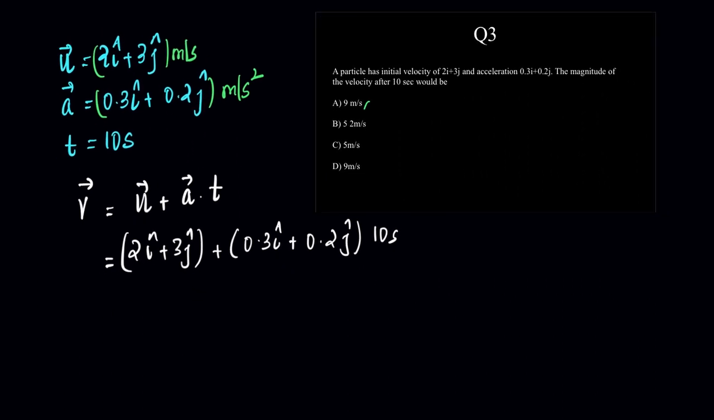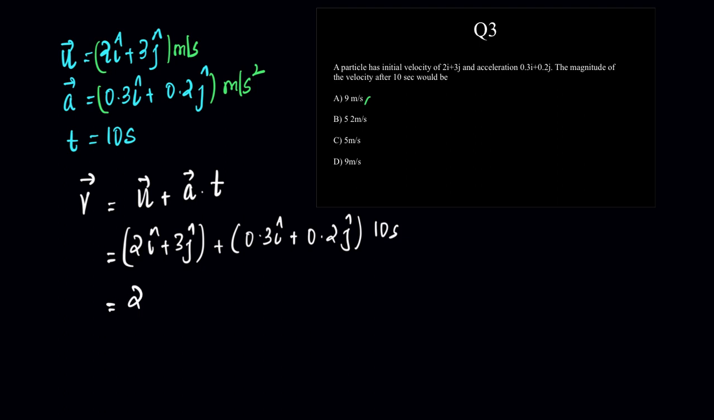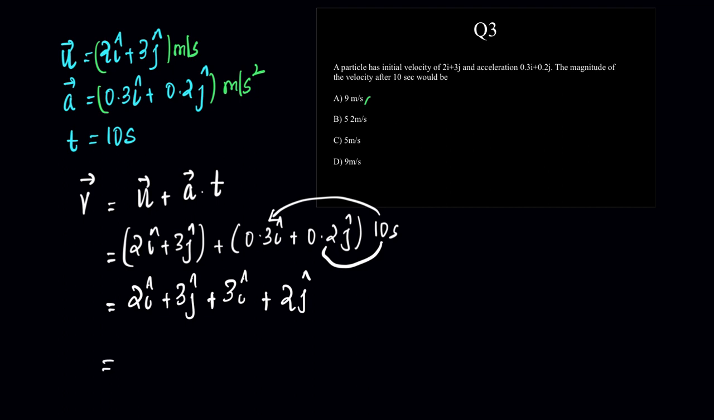So this would further be equal to 2i cap plus 3j cap plus 10 into 0.3 is 3i cap plus 10 into 0.2 is 2j cap. So this later would be equal to 2i cap plus 3i cap plus 3j cap plus 2j cap.